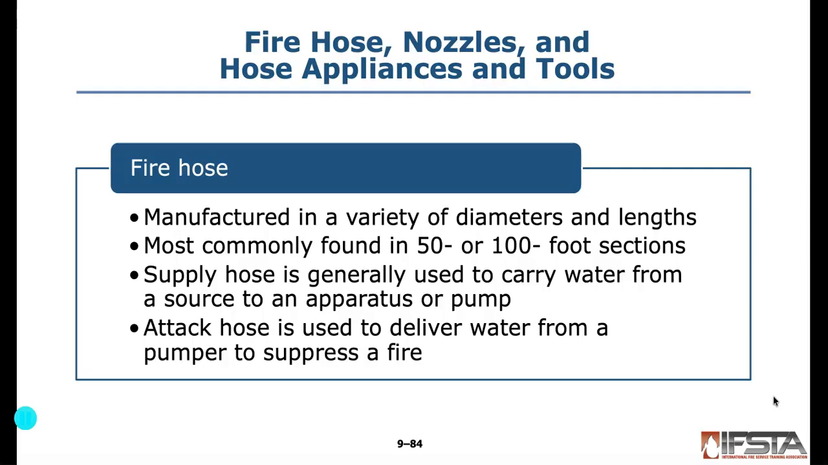Our fire hose, nozzles, hose appliances, and tools. Our fire hose is manufactured in a variety of diameters and lengths. They're usually in 50 or 100 foot sections. Supply hose is generally used to carry water from a source to an apparatus or a pumper. So that's your supply. It's supplying the engine with water. Attack lines are used to deliver water from a pumper. So you're attacking the fire. That's why you're using the attack line.